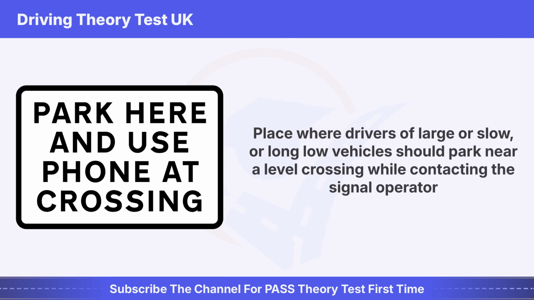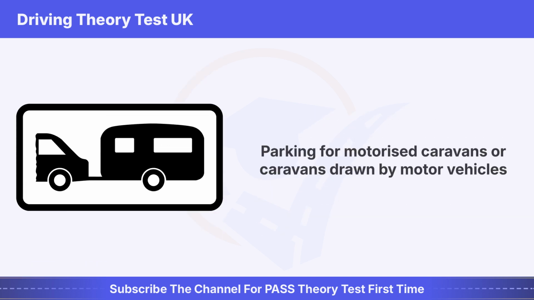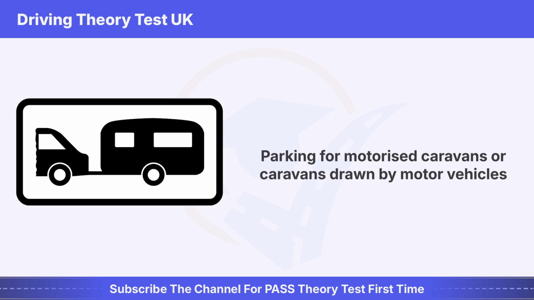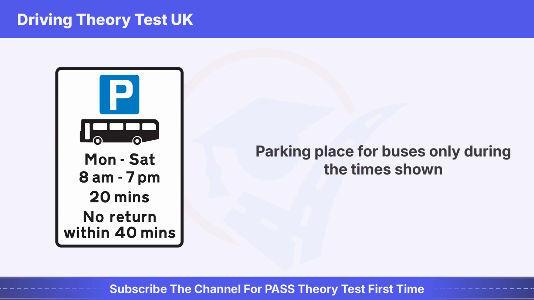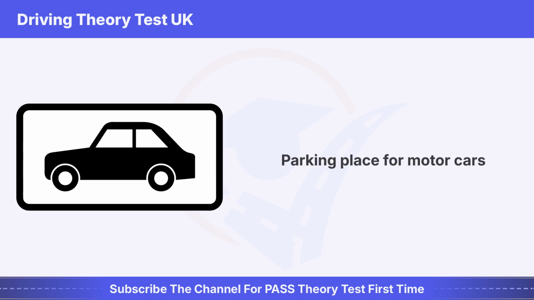Place where drivers of large or slow or long low vehicles should park near a level crossing while contacting the signal operator. Directions to different types of parking place from a junction ahead. Parking for motorized caravans or caravans drawn by motor vehicles. Parking place for buses only during the times shown. Parking place for goods vehicles. Parking place for motor cars.